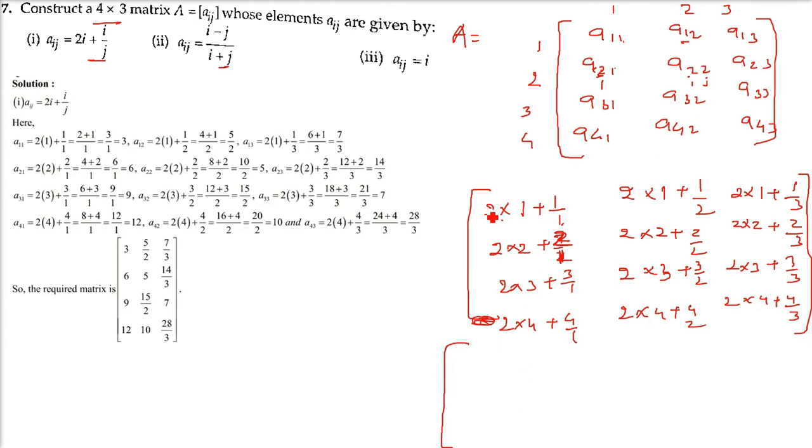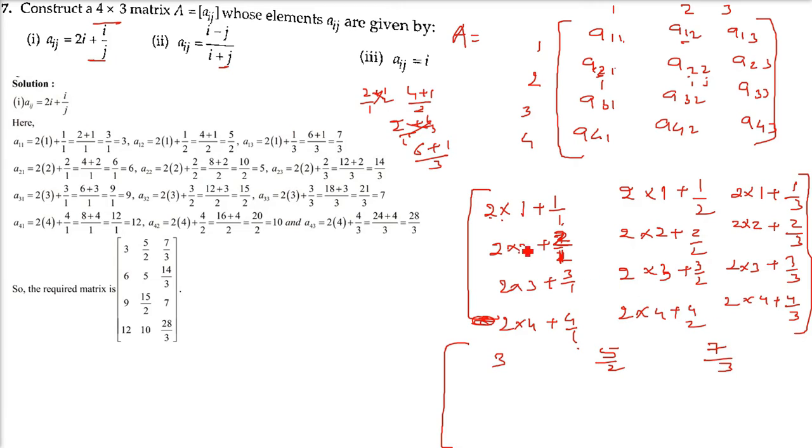See, 2 plus 1, this is going to 3. 2 plus 1 by 2. Let us do 2 plus 1 by 2. That is 2 into 2, 4. 1 is 1, and by 2. That is going to be 5 by 2. The third one, 2 plus 1 by 3. So this will be 2 3 is 6 plus 1 by 3. It will be 7 by 3.